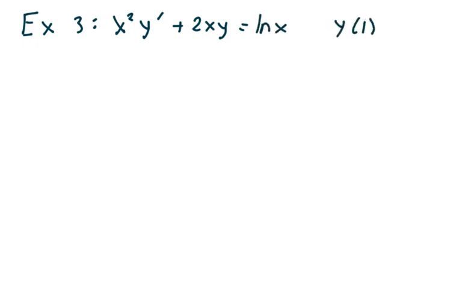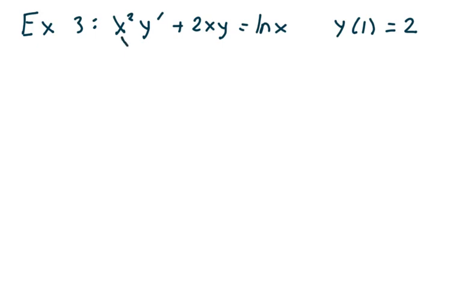Let's take a look at example 3. Suppose I had this one. Suppose I had x squared y prime plus 2xy is equal to natural log of x. y of 1 is equal to 2. And so you're noticing in these examples, sometimes we need to do the integrating factor, sometimes we don't. If it's already written in the form of the product rule, we don't need to do the integrating factor. Now, what do I mean?